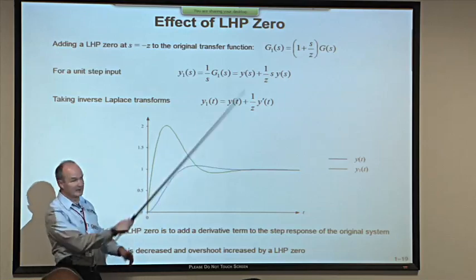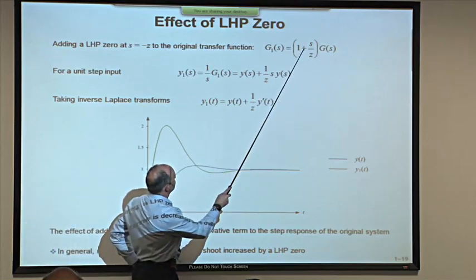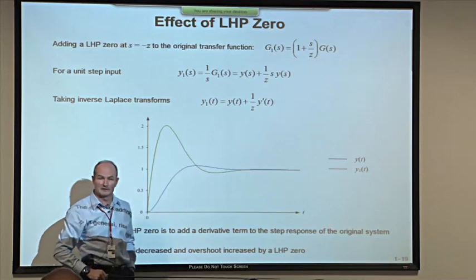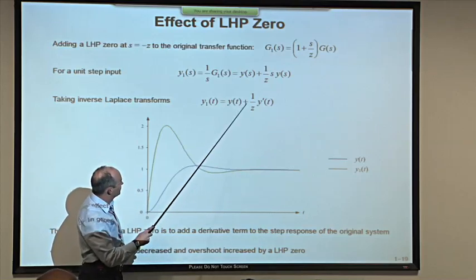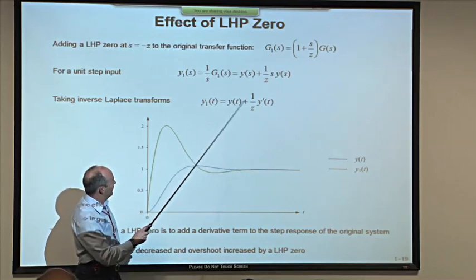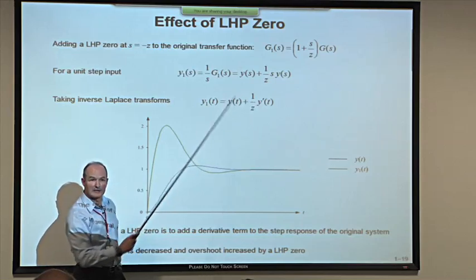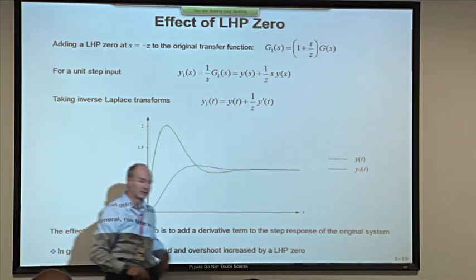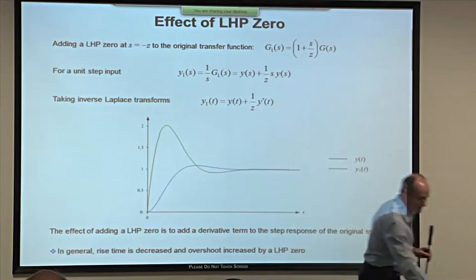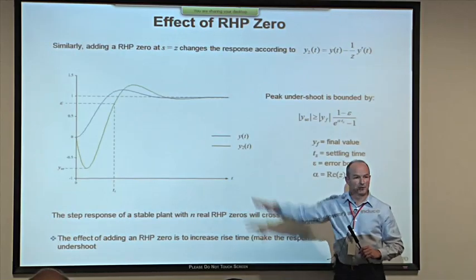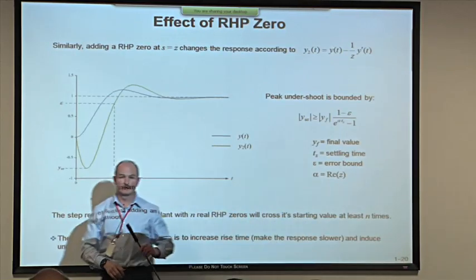Nothing very surprising happens up here. The only difference is that this will be a minus now rather than a plus, and that minus will ripple down into this term here. So instead of adding the derivative, we'll be subtracting the derivative from the transient response. This is a right half-plane zero. This is what it does in the time domain to the same system.